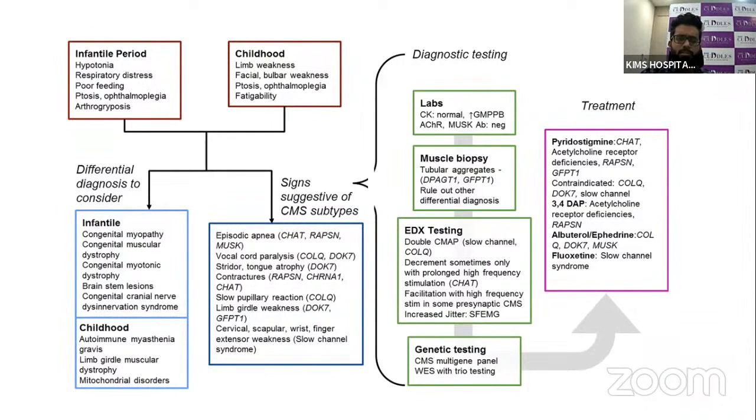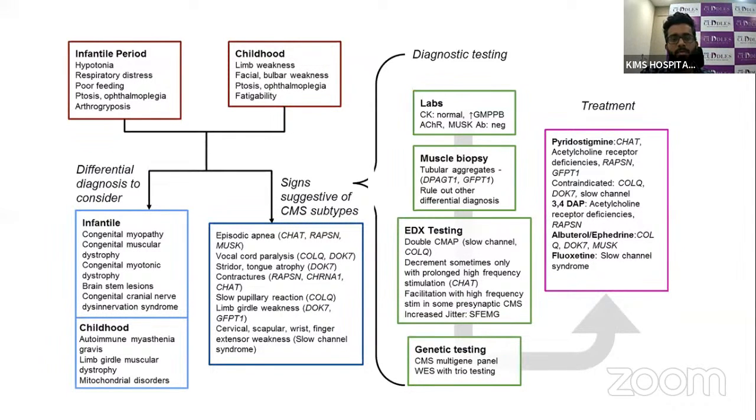And if you see, CMS also is an expanding spectrum of disorders. So we have new gene mutations coming up. So before you send genetic testing, you have to clinically narrow it down. So from the clues, we can probably isolate the gene as well.